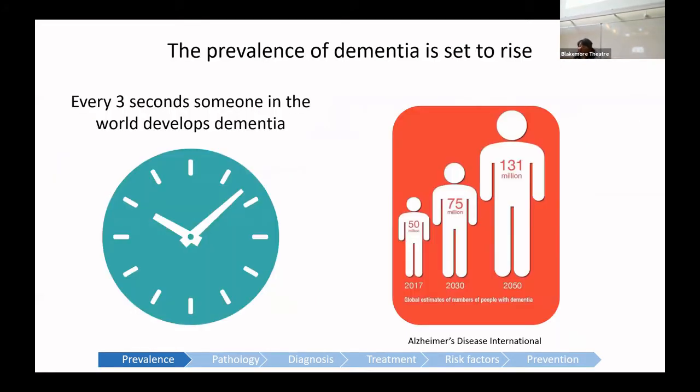Now, like I said, the prevalence of dementia is set to rise. Every 3 seconds, someone in the world develops dementia. This is a really hard-hitting statistic to sit with, especially given that this number is expected to triple in the next 30 years. We're going to see about 130 million people worldwide living with some form of dementia. And again, it's difficult to digest given that in the last 20 years, about 99% of clinical trials into Alzheimer's disease have failed. We're going to talk a little bit more about why that is in a second.